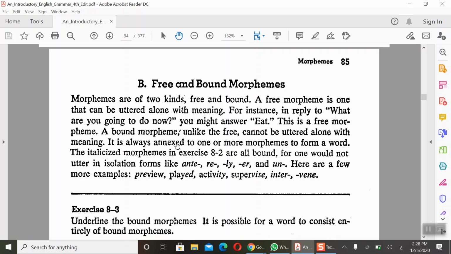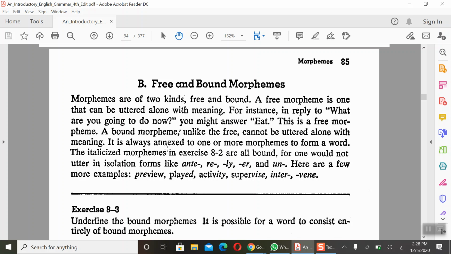Bound morpheme, unlike the free, different from free, cannot be uttered alone with meaning. Cannot stand alone. It can't stand alone. It needs. You see? It can't stand alone. A bound morpheme what? Cannot stand alone. Cannot be uttered. Cannot be spoken alone with meaning. See? You can utter it alone, but what? We will have meaningless. But here with meaning, no.